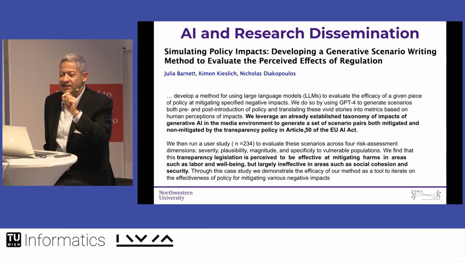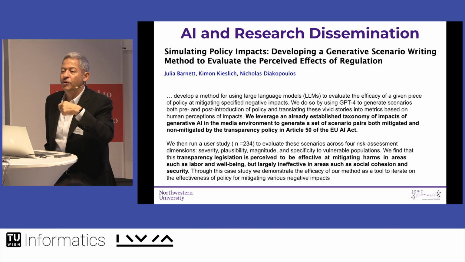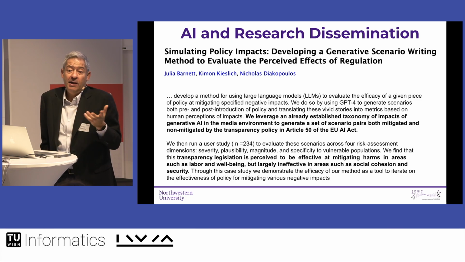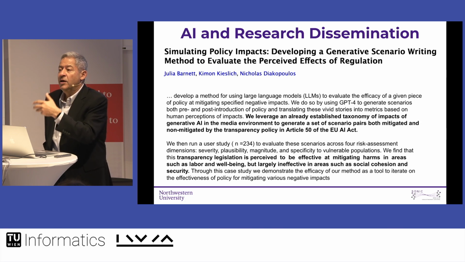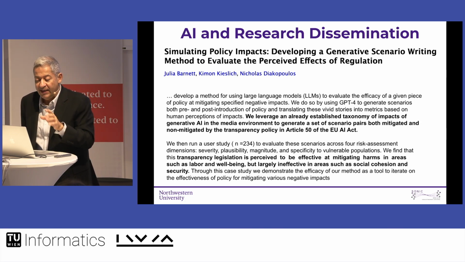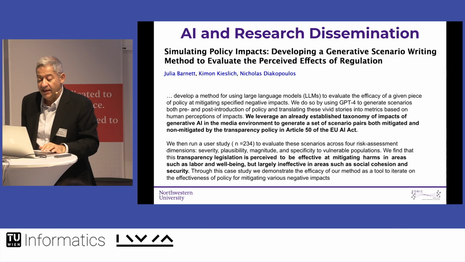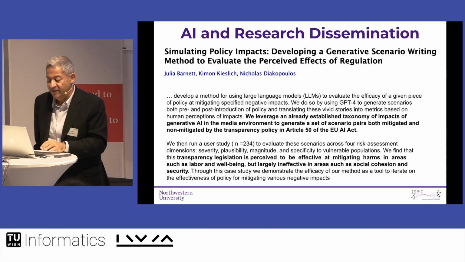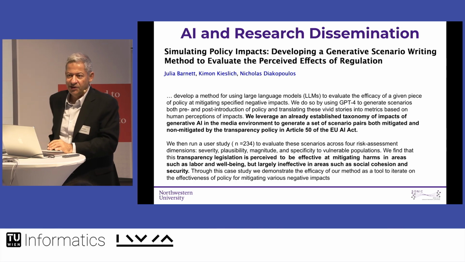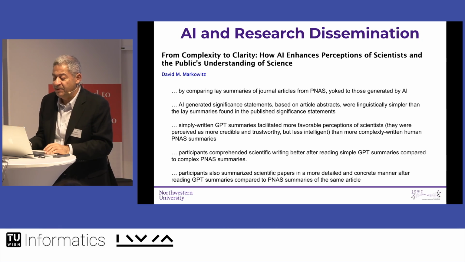And he was interested in seeing how they could generate scenarios and narratives to see how people would react to these policies. And this becomes a new policy tool where you can be reliable that the text that was generated was scenarios looking at different ways in which what is the effect of transparency legislation in terms of mitigating harms in areas such as labor and well-being, which it does, but is not so effective in areas such as social cohesion and security. So there's another one here, how AI enhances perceptions of scientists.